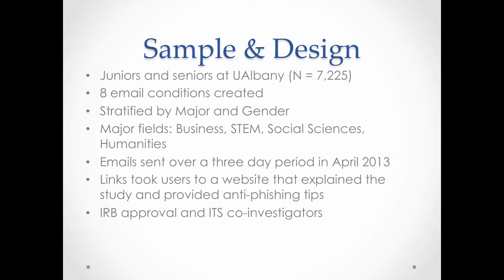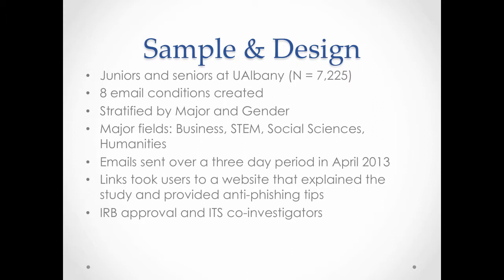We wanted to do some exploratory analysis, and see if the major field of the student influenced their susceptibility. So we used gross categorizations of business, science, technology, and math, social sciences and humanities. And then we also stratified it by gender. So think about it as 8 conditions, and then within each of those 8 conditions, we randomly assigned students to one of the 8 email conditions.